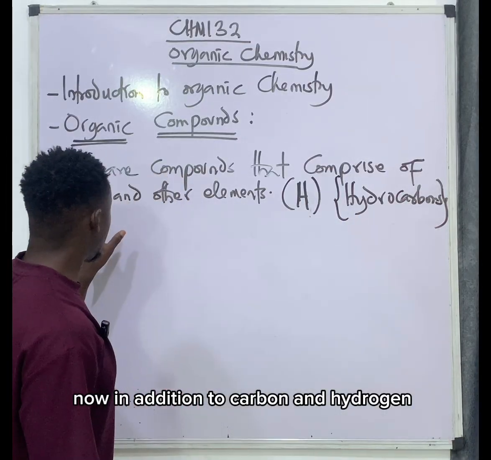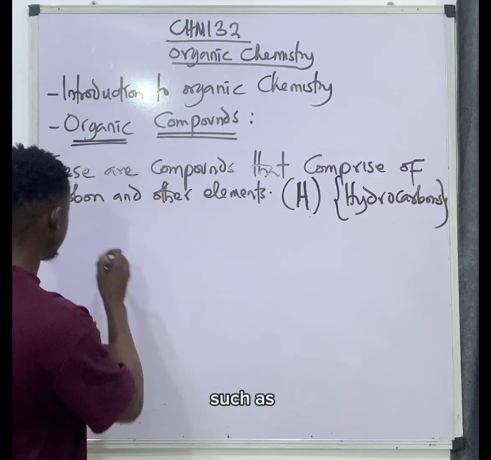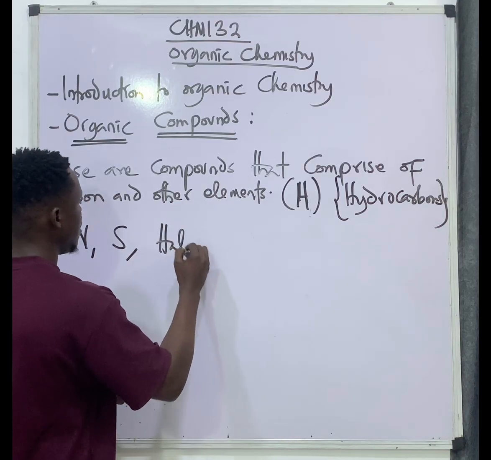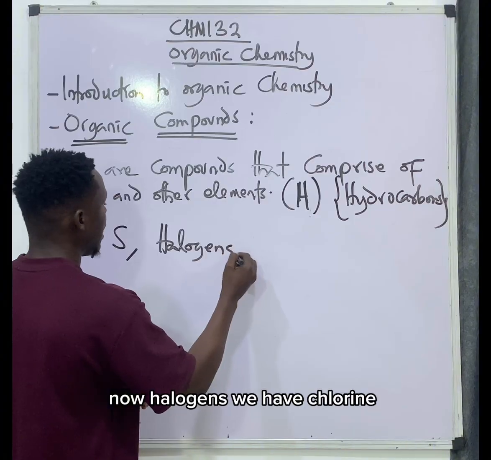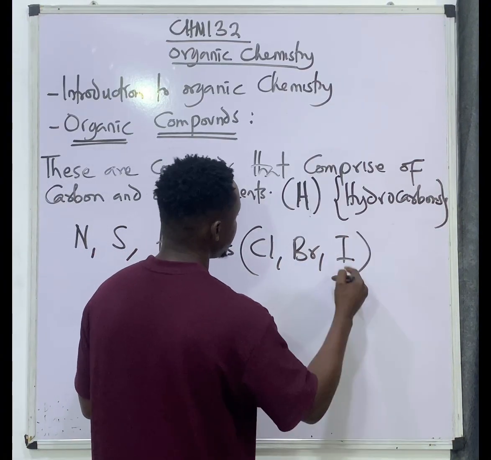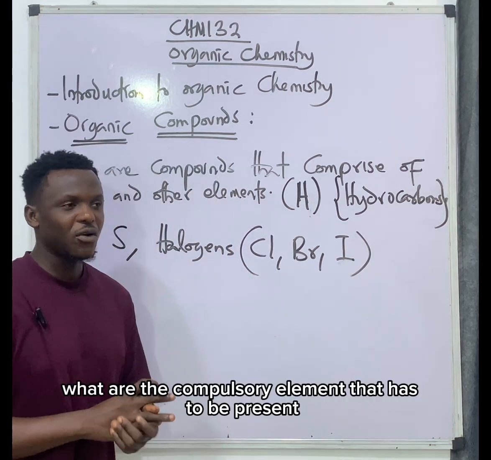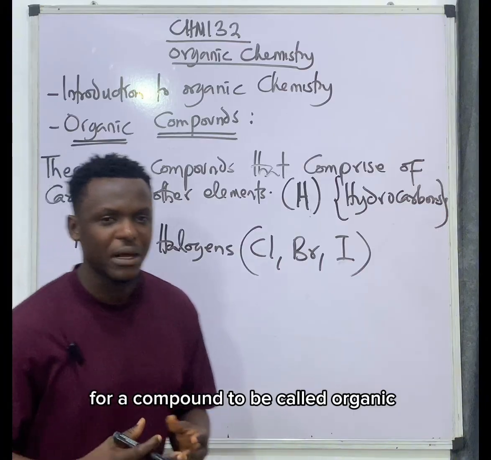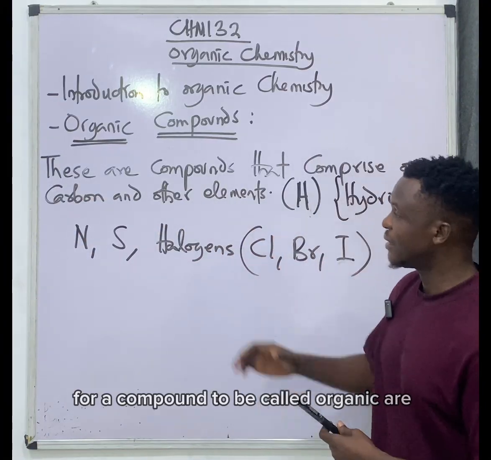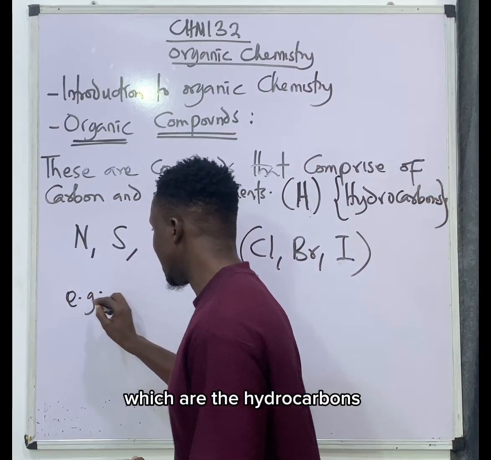Now, in addition to carbon and hydrogen, organic compounds can also contain other elements such as nitrogen, sulfur, halogens. Now, halogens we have chlorine, bromine, iodine. All right. So in case somebody asks you, what are the compulsory elements that have to be present for a compound to be called organic? The two compulsory elements that have to be present for a compound to be called organic are carbon and hydrogen.